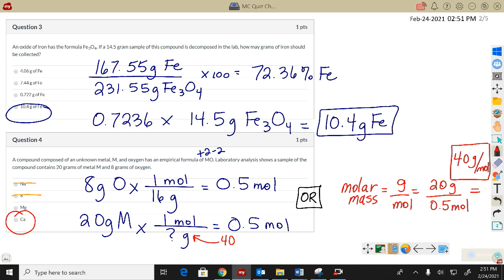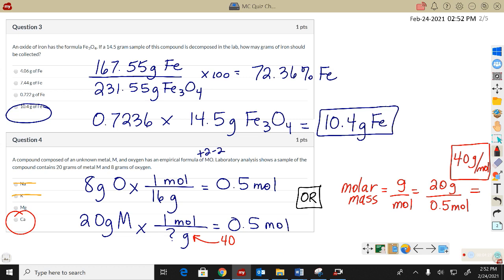Now, number 4 is sometimes kind of a doozy, and there's different ways that you could go about number 4, but this really requires an understanding of empirical formulas. A compound composed of an unknown metal M and oxygen has an empirical formula of MO. So M is going to be some kind of a metal, either sodium, potassium, magnesium, or calcium.